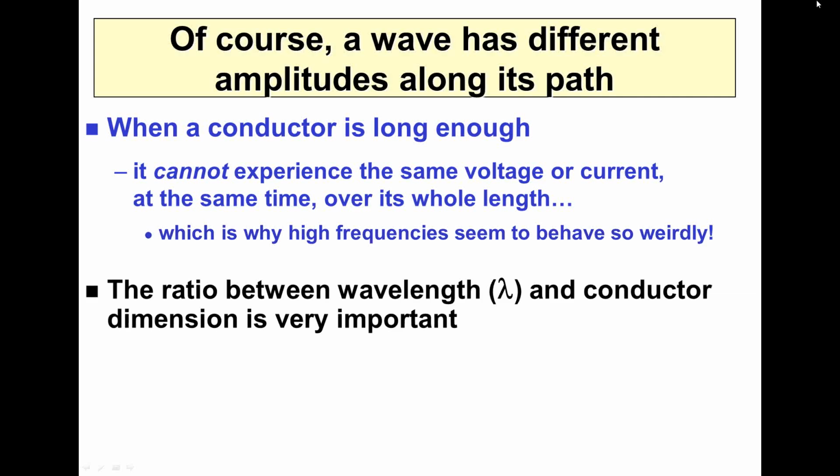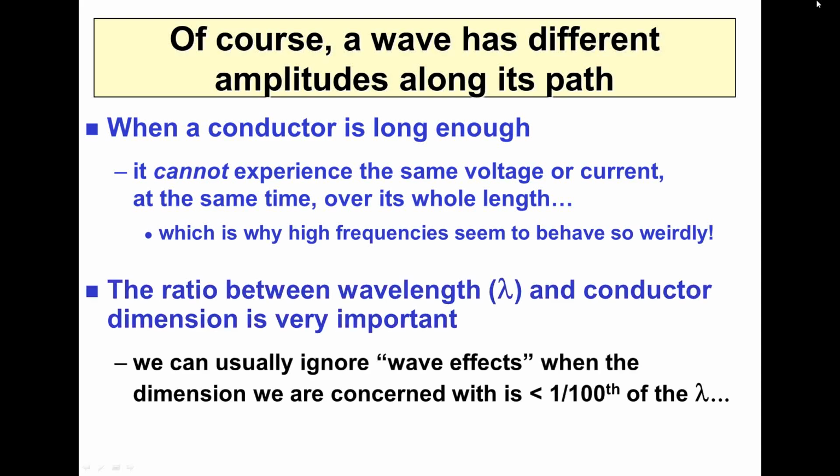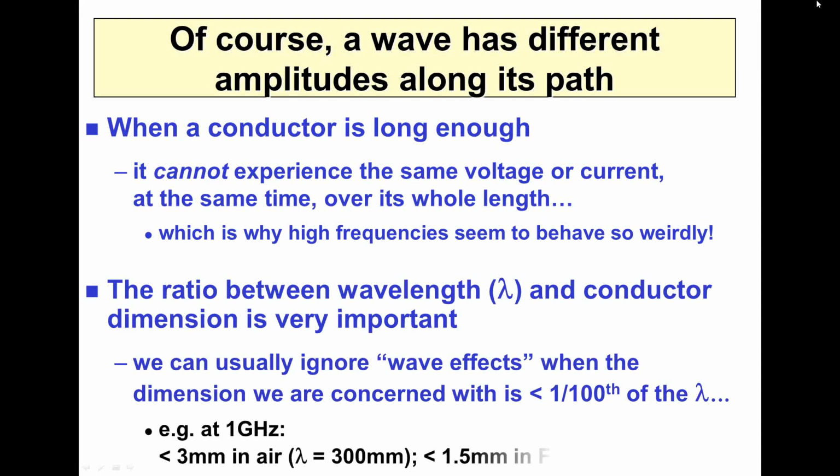The ratio between wavelength, which we call lambda, the Greek letter lambda, and the conductor dimension is very important then in EMC design. As a rule of thumb, a guideline, we can usually ignore wave effects when the dimension we're concerned with is less than 1/100th of the wavelength. We can totally ignore them in that situation. Not always, but usually. What does this mean at a gigahertz? It means less than 3 millimeters in the air.